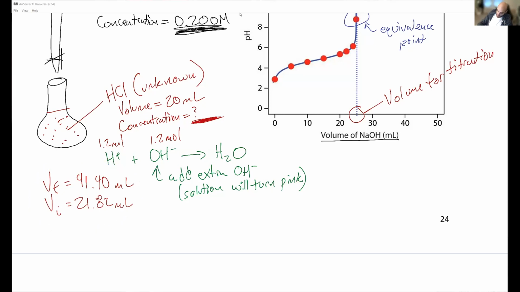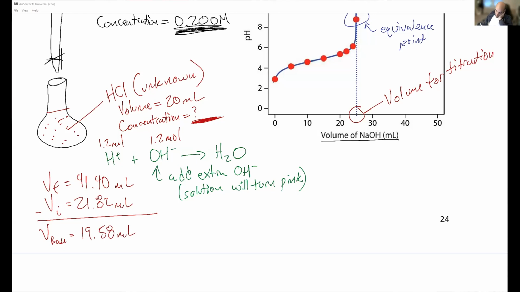So let's quickly do some calculations. So this is a titration. So if I figure out the difference between those, the volume of base is equal to 41.40 minus 21.82, and that's 19.58 milliliters. So that's the volume of base that I used.